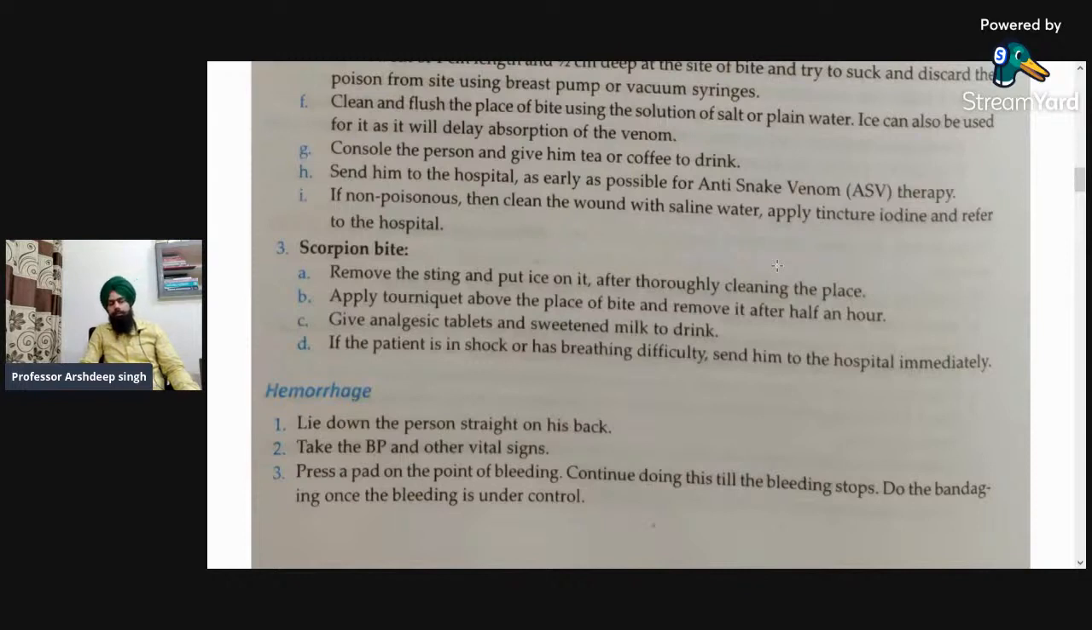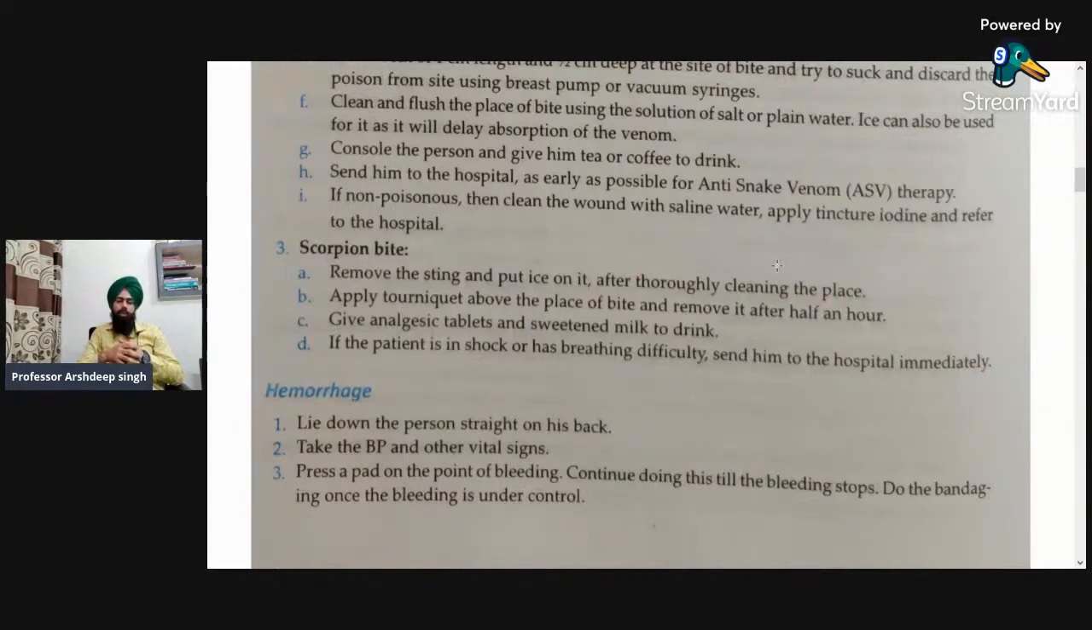Scorpion is likewise said in Hindi or Punjabi, it is bichu. So that is the bite, and how can we manage that? Remove the sting and put ice on it after thoroughly cleaning the place. We have to remove the sting, apply a tourniquet above the place of bite, and remove it after half an hour. And give analgesic tablets to relieve the pain and sweetened milk to drink.